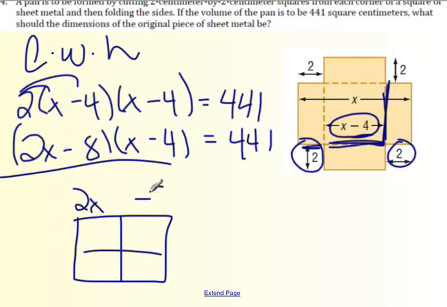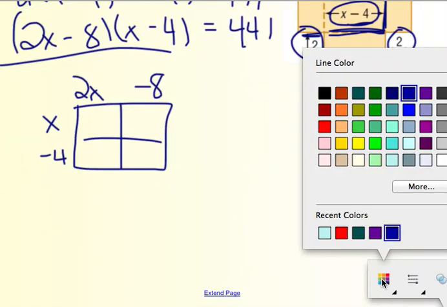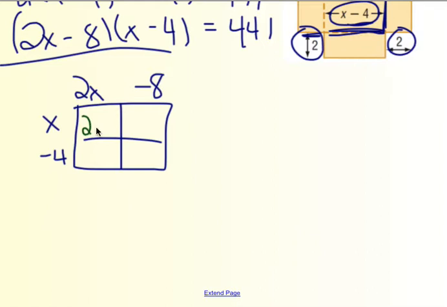So I'm going to have 2x minus 8, and then I'm going to have x minus 4 going this way. And now I'm going to multiply into the box. So 2x times x is 2x squared. Remember, when you multiply x to the first times x to the first, you get x squared.